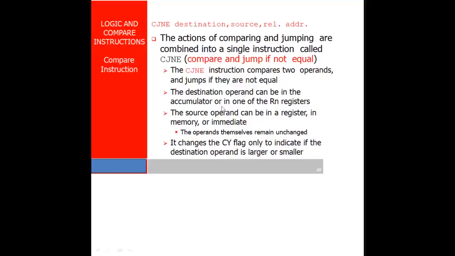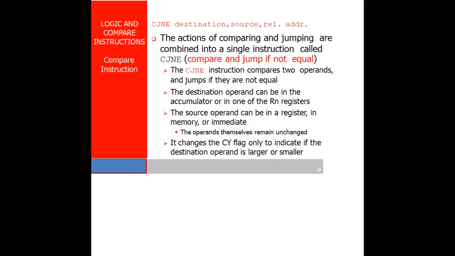The destination operand can be the accumulator or one of the Rn registers. Rn means n is equal to 0 to 7. So it may be either R0 or R1, R2, up to R7, which will be accessed from the register bank of the 128 bytes of the RAM memory. Okay. The source operand can be in a register, in memory, or the immediate data. It will change only the carry flag.